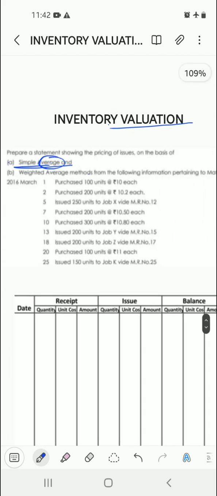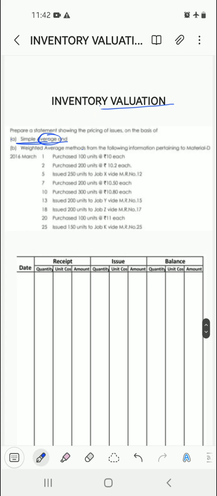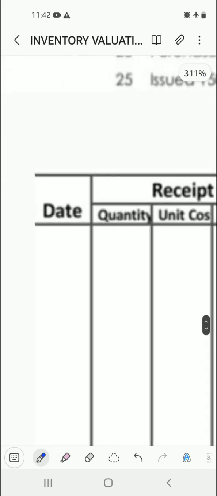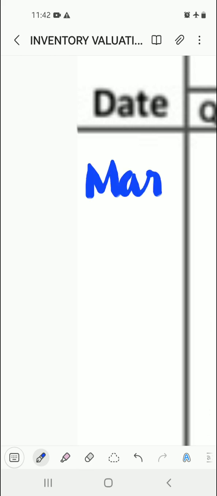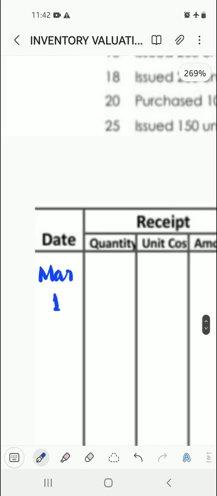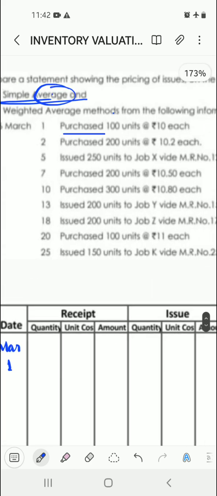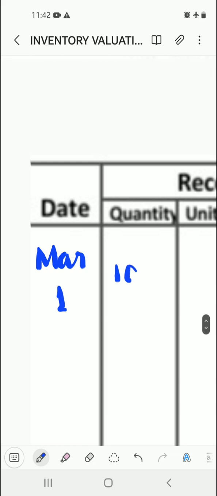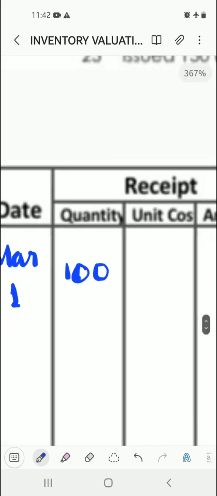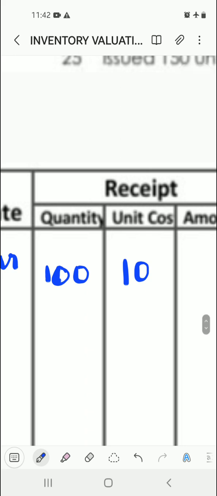Now see, this is the same format as LIFO and FIFO, which we have already known. The dates are given, March 1, and the purchases and issues are given. So we will first record the first date that we have got, that is March 1st. In the question it is given that on March 1 there has been a purchase of 100 units for 10 rupees each. So we are going to copy it down here. 100 units for 10 rupees each, and that will be 100 into 10, 1000.